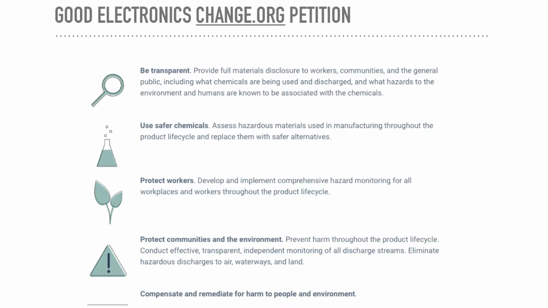Protect workers. So this gets to the labor piece. How can you provide hazard monitoring for workers from the manufacturing process through the retail process and then in the recycling process? How can you protect communities and the environment? And then lastly, how can corporations compensate and remediate the harm that they've caused?